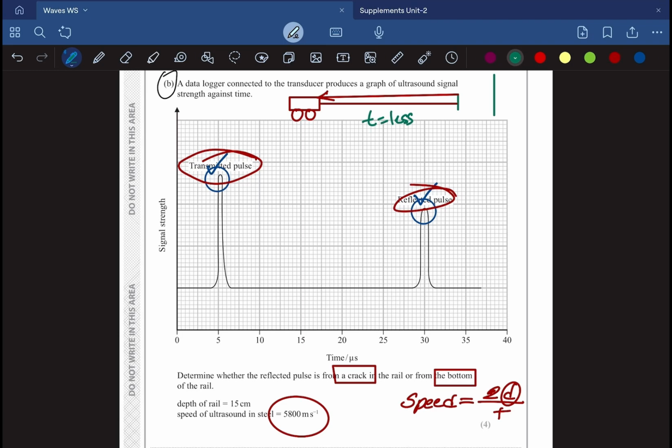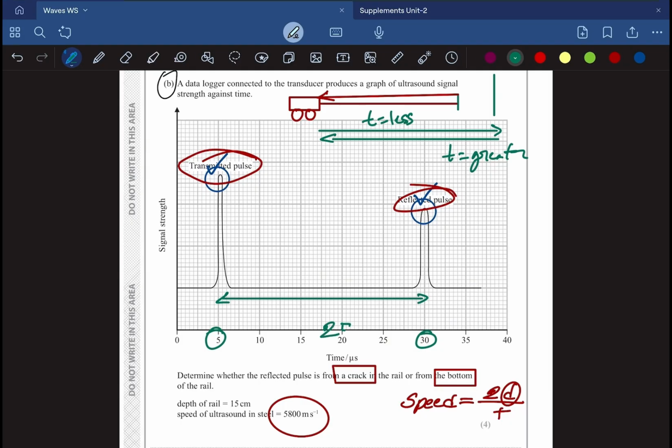Whereas if it has covered this distance and reached the bottom and then came back, it will have a time equal to or greater, right? So this is the time that it has actually taken. It was from 5 to 30 microseconds, so we can say the difference is 25 microseconds, which is the time that it has taken to come back.